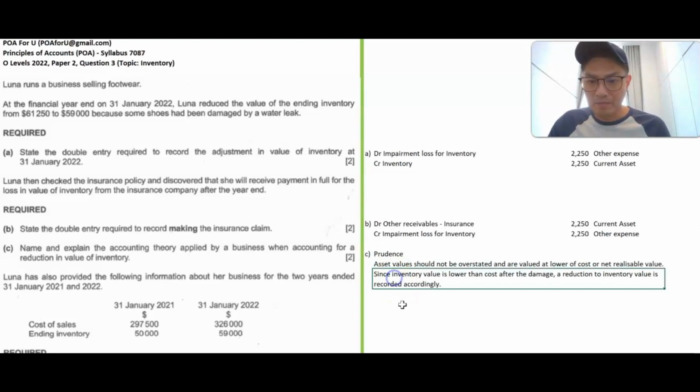And now, why do we do this? Because the inventory value is lower after the damage, so the reduction in the inventory value is therefore recorded.